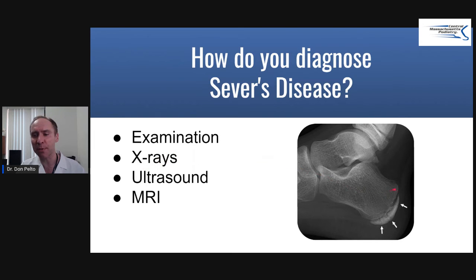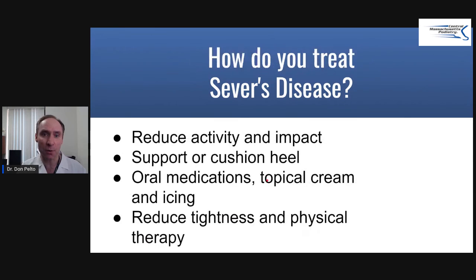An x-ray will help because you can see the open growth plate. It's not very common to have a fracture. Many people think that this might be a fracture, but this usually is not a fracture. Occasionally an ultrasound or an MRI is needed, very rarely though.